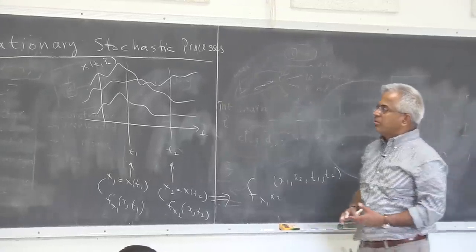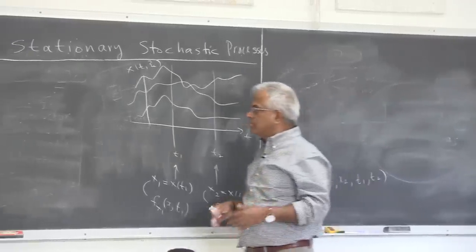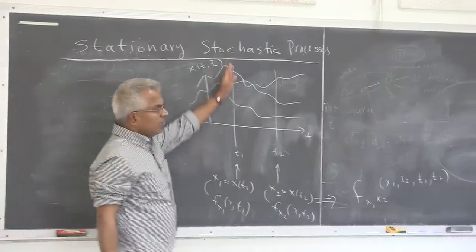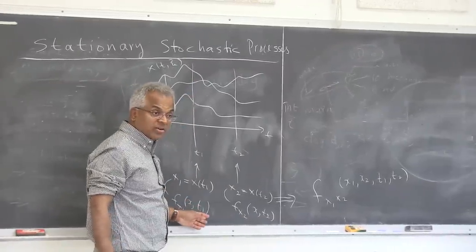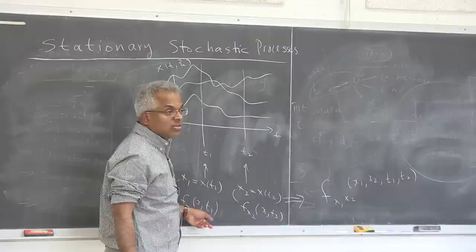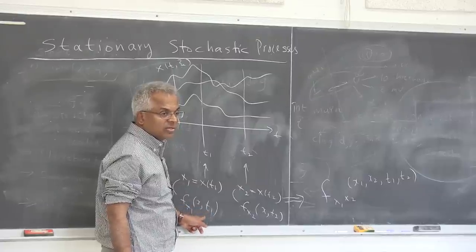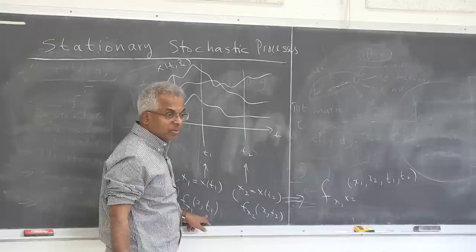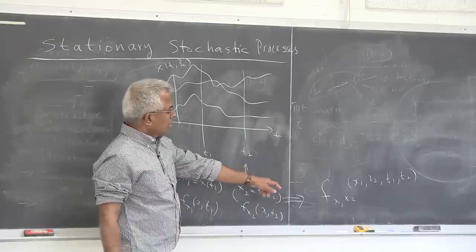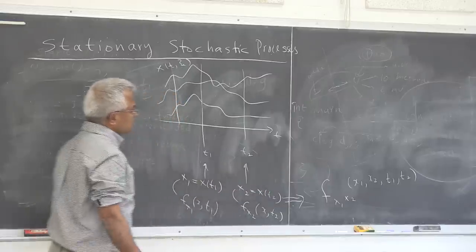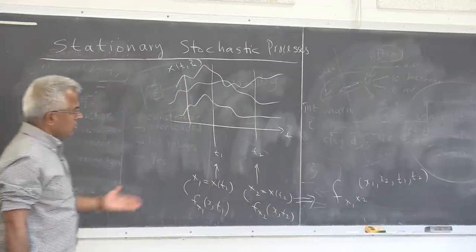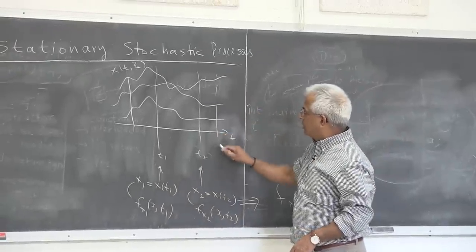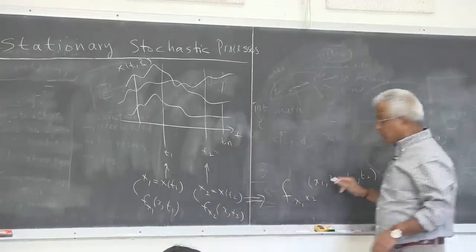So in general, if you begin to look into more detail, you see that each random variable is characterized by its density function. But it is possible that this density function also is a function of, in addition to x, the time instant at which you are looking. And the joint density functions are functions of time instants t1 and t2.